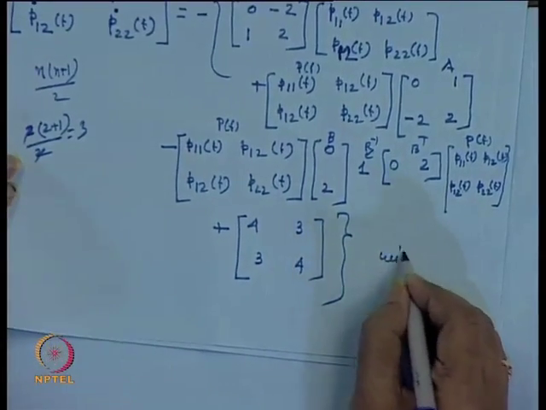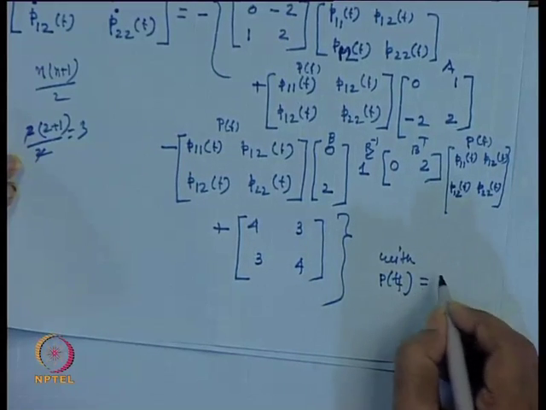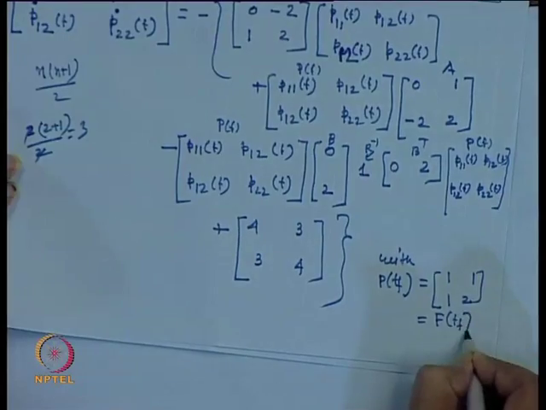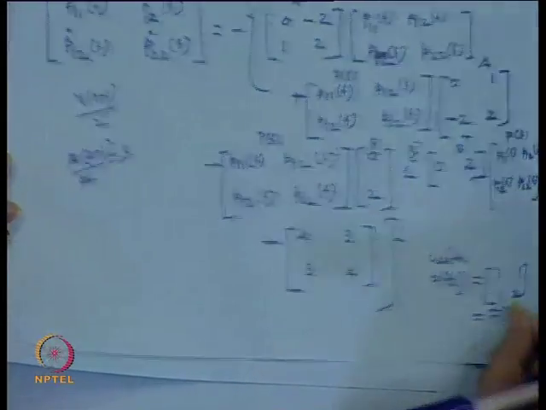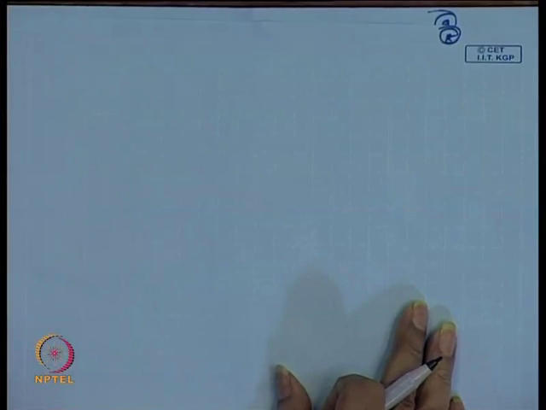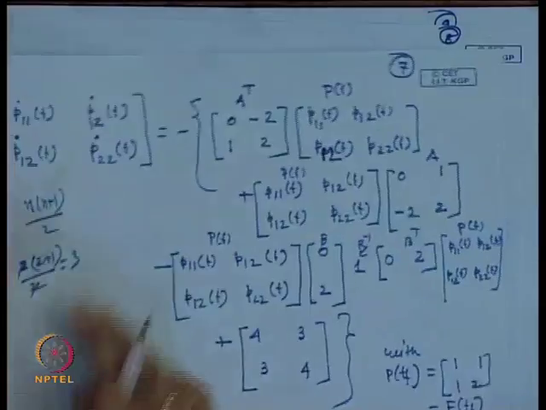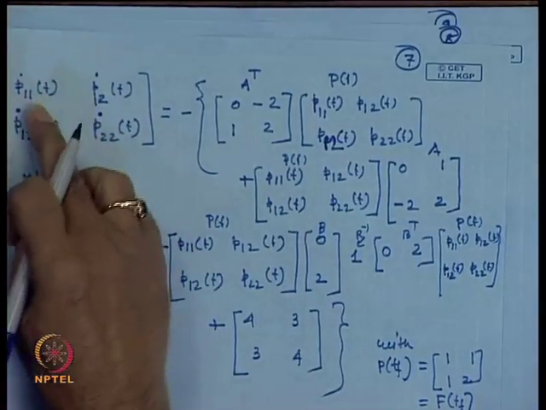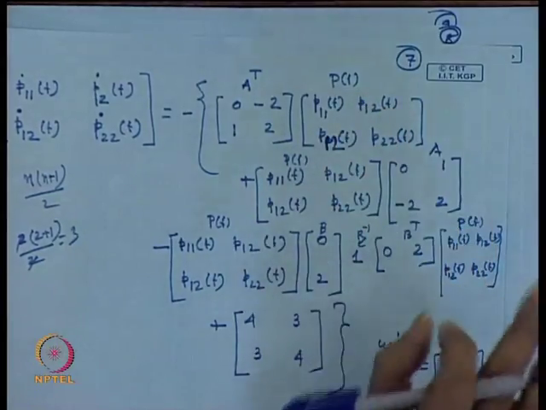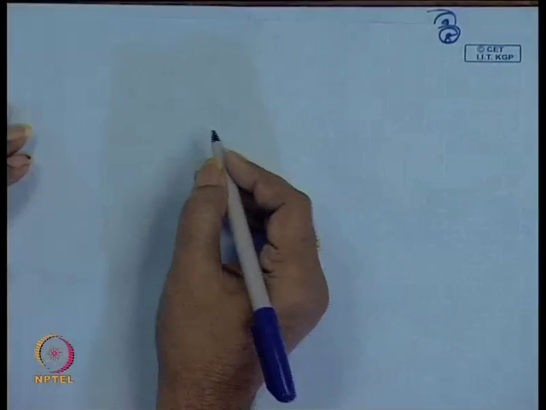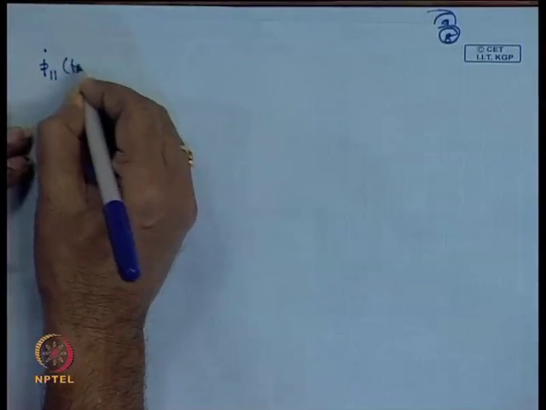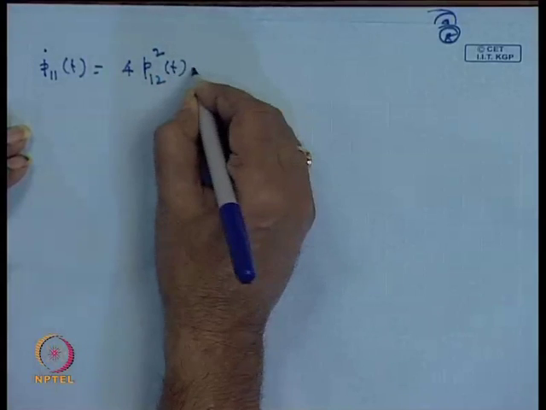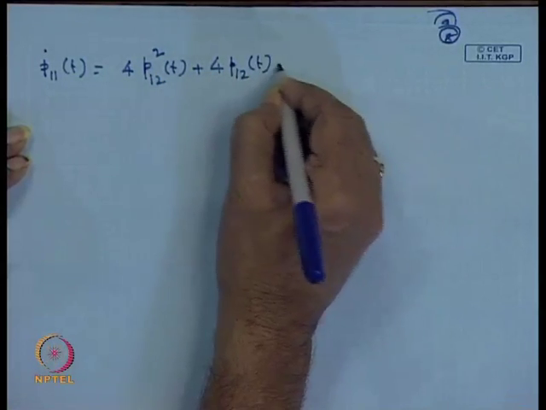So, this with P of tf equal to F of tf, which is the same. P of tf value is same as F of tf value. So with this knowledge we have to solve it. We write this after solving; you multiply the right hand side matrices and equate the 1 1 position of the left hand side and the 1 1 position of the right hand side. If you do this, you will get P11 dot of t equal to 4 P12 square of t plus 4 P12 of t minus 4.